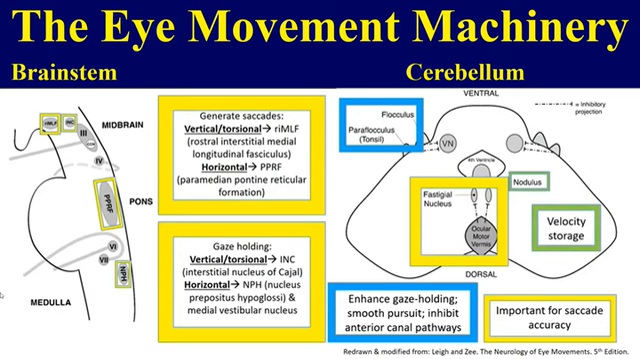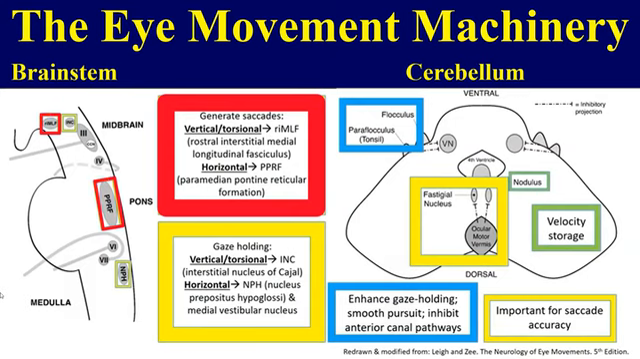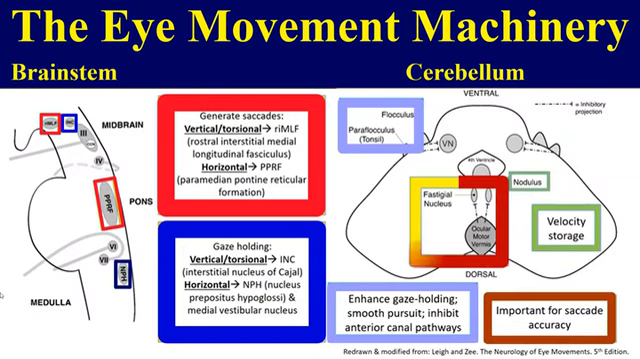What is the eye movement machinery of the brainstem and cerebellum? The 5 important structures are saccadic generators. For vertical, it is RIMLF, and for horizontal, it is PPRF. Gaze holding is done by the vertical INC, that is interstitial nucleus of Cajal, horizontal by nucleus prepositus hypoglossi and medial vestibular nucleus. The gaze holding is enhanced as well as the smooth pursuits, and anterior canal pathways are inhibited by the flocculus and paraflocculus. The fastigial nucleus is important for saccadic accuracy and nodulus is important for velocity storage.